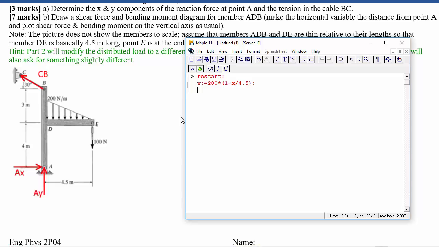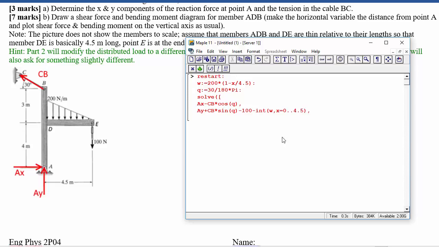Okay, now that we've done that, we can type out our net force and torque equations for the entire body. So solve. In the x direction, we've got Ax minus CB times cos of, let's make a variable for that. We're going to type the angle twice. So 30 over 180 times pi, cos of q. Ay plus CB times sine of q minus 100 newtons at the end, minus the integral of w, x equals 0 to 4.5.